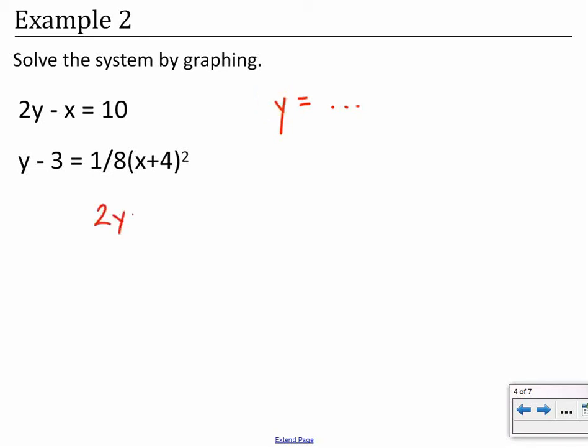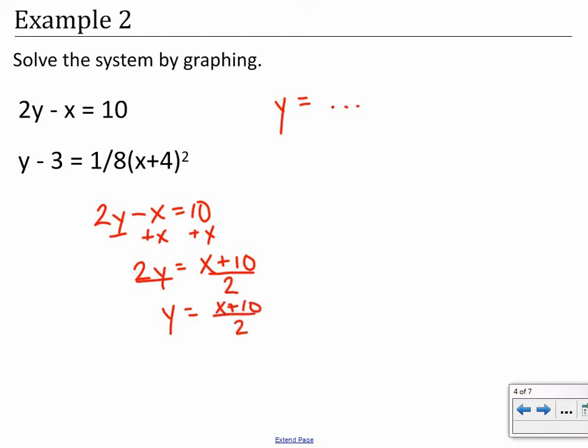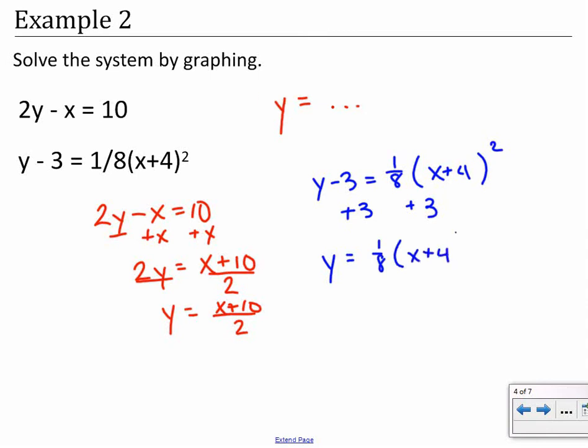So if we take my first equation, 2y minus x equals 10, I'm going to solve it for y. I'm first going to add x to both sides. Then I would have 2y equals x plus 10, and then divide everything by 2. So (x + 10)/2 is my first equation. And then for my second equation, y minus 3 equals 1/8 (x + 4) squared. I'm going to solve it for y, so I'm going to add 3 to both sides. Then I have the equation y equals 1/8 (x + 4) squared plus 3.